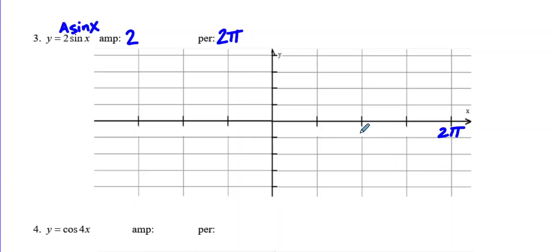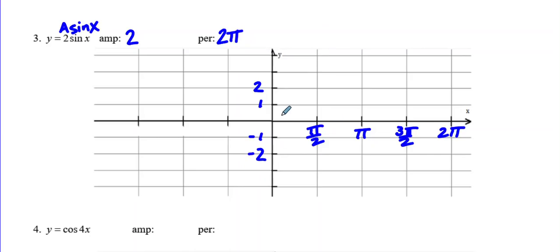So you can still put 2 pi there. You can put pi there, pi over 2, and 3 pi over 2. And if you care to, you can label your negative axes as well. This time, we need to label on the y-axis both 1 and 2, negative 1 and negative 2.